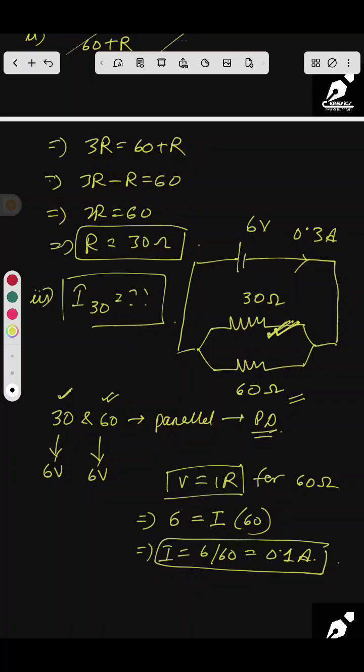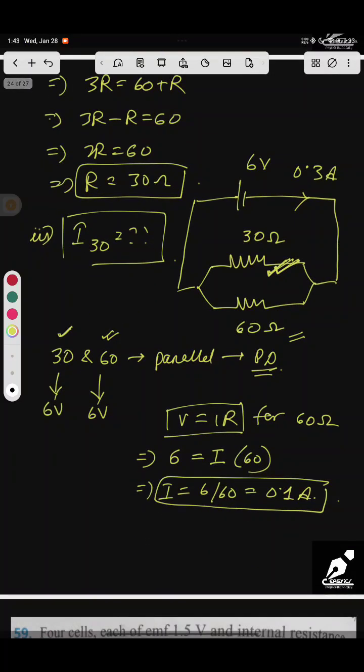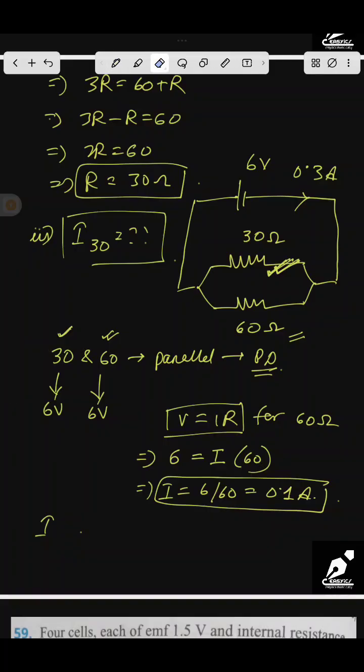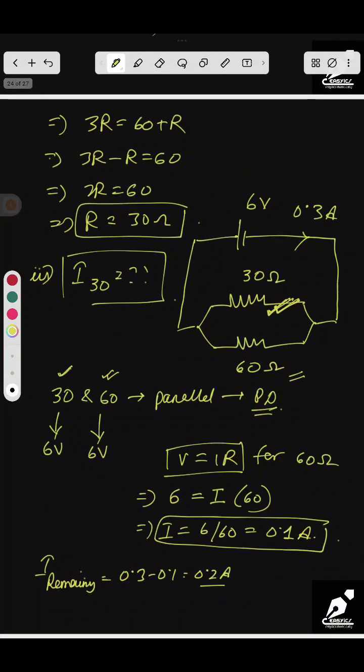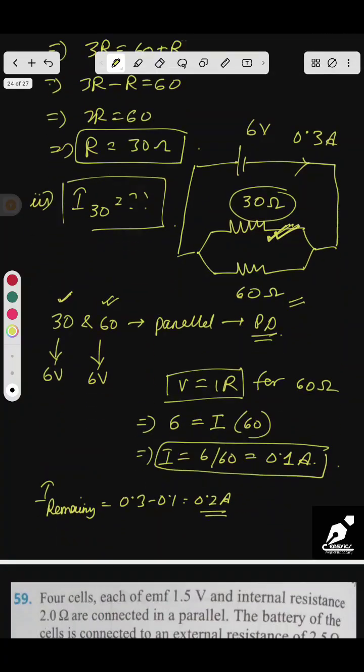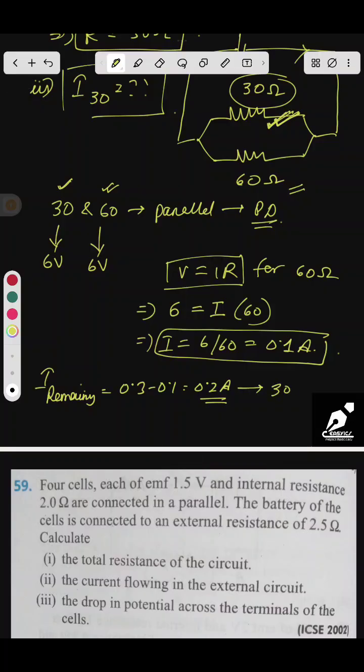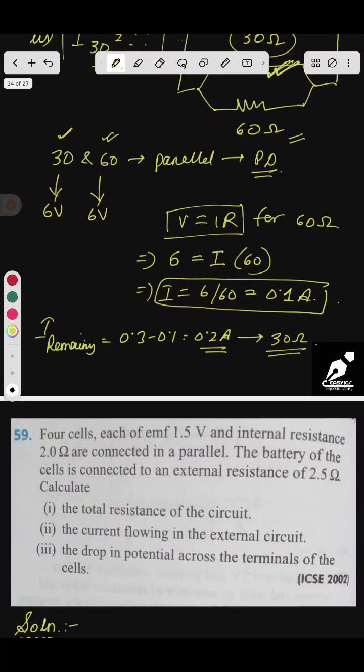Total current is how much? 0.3. So what is the remaining current? 0.3 minus 0.1 is equal to 0.2 ampere. So this remaining current will flow through which resistor? There is no other resistor apart from the 30 ohm resistance. This is the current through the 30 ohm resistance. Clear? Okay. The last numerical of this session.